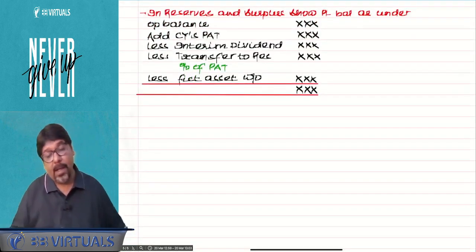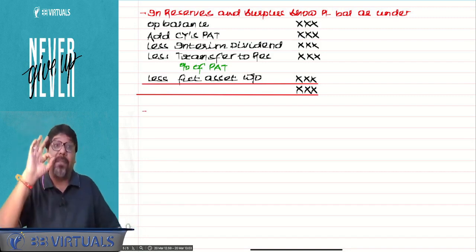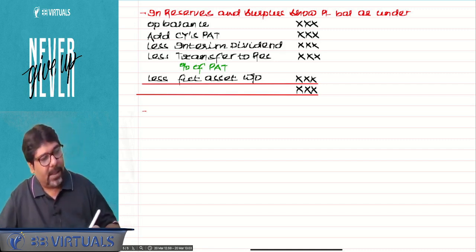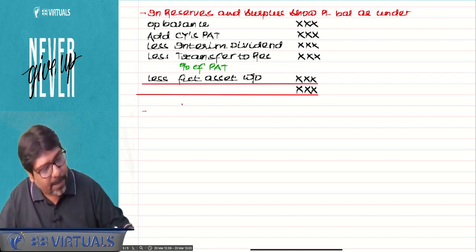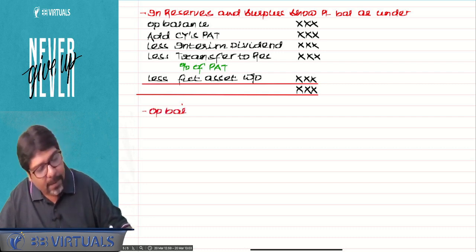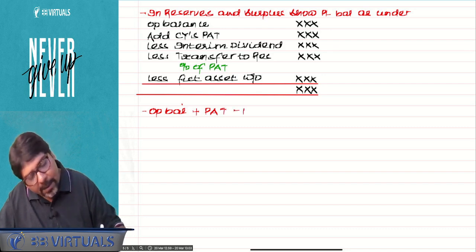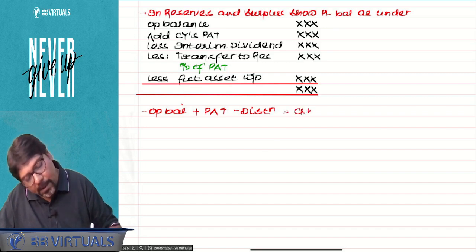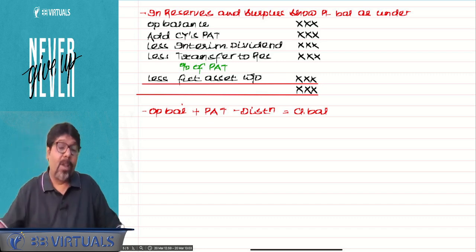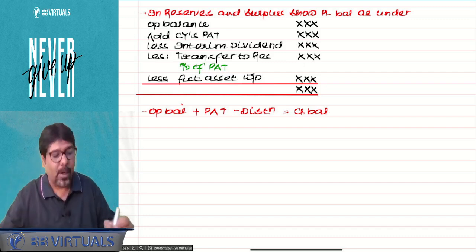Now, one more very, very important part in reserves and surplus. That is: opening balance plus PAT minus distribution is equal to closing balance. Correct?